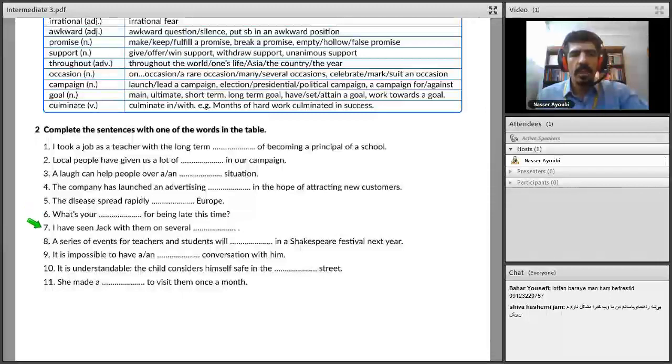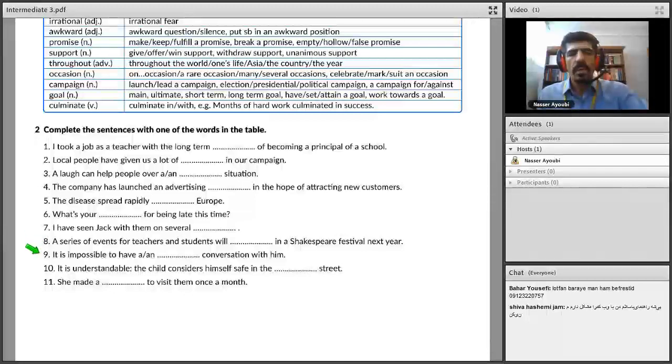Number 7. I have seen Jack with them on several occasions. On several occasions. Number 8. A series of events for teachers and students will culminate in a Shakespeare festival next year. It means they are working on something in order to, for example, take part in a Shakespeare festival next year.